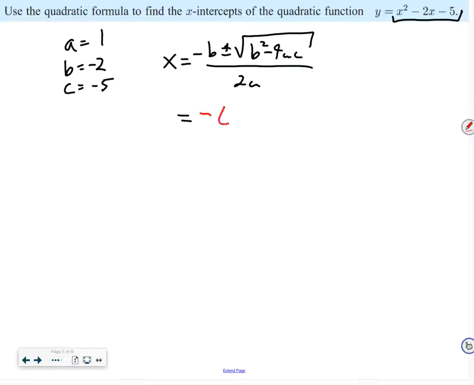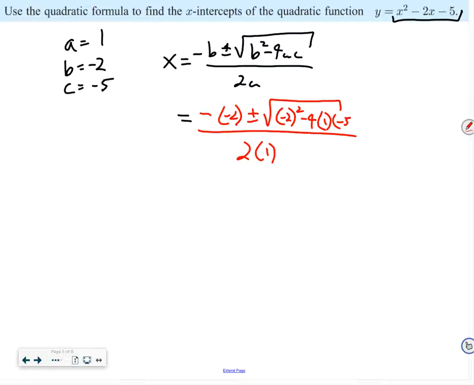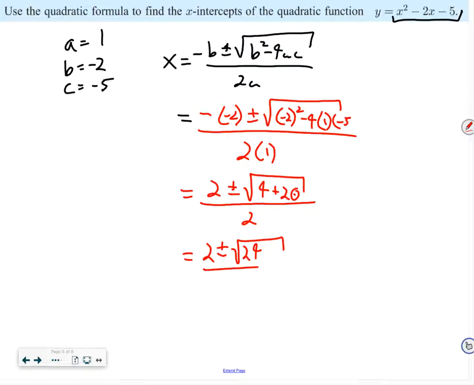So I have -2 plus or minus the square root of b squared, so -2 squared, minus 4 times a times c, all over 2 times a. As I simplify this out, I get 2 plus or minus the square root of 4, -4 times 1 times -5 is going to be plus 20, and this is all divided by 2. Then simplifying more, I get 2 plus or minus the square root of 24 divided by 2.